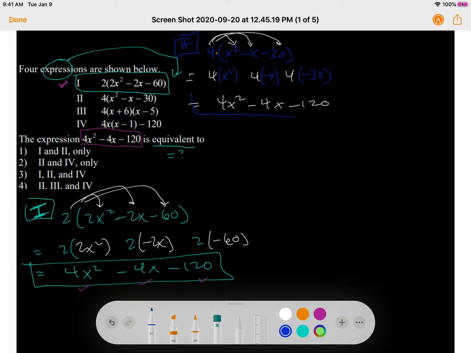So here's my answer in blue. Compare it to the pink. Let's double check. 4x squared, yes. Negative 4x, yes. And negative 120, yes. Okay, so the one in blue, we're good. Let's try the one in green now. Let's try this one here.